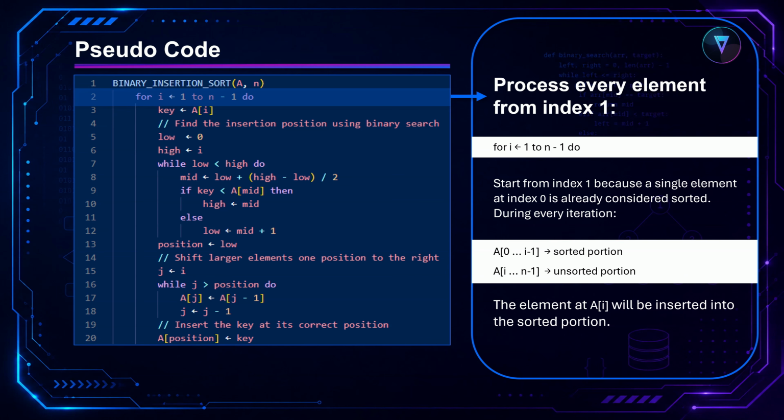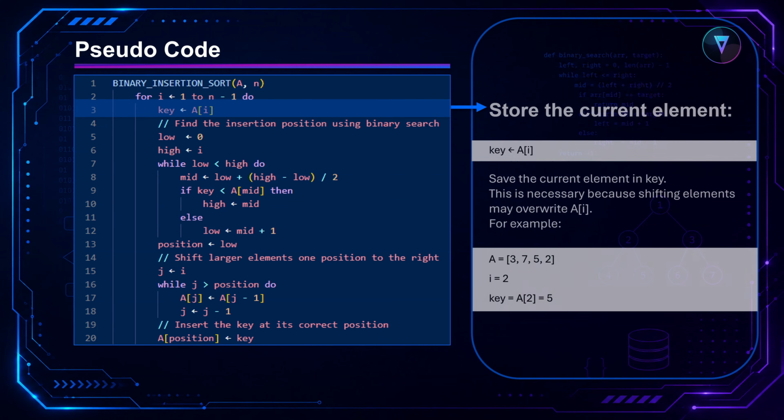The next line says, for I from 1 to n-1. Why does the loop begin at index 1? Because the first element at index 0 is already considered sorted. The loop begins at index 1 and processes every remaining element.